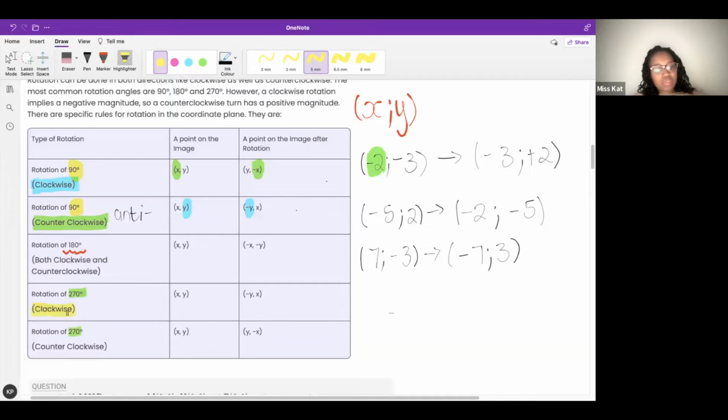Now we are on 270 degrees clockwise. Now, guys, 270 degrees clockwise looks like which one? Let's look at our table.